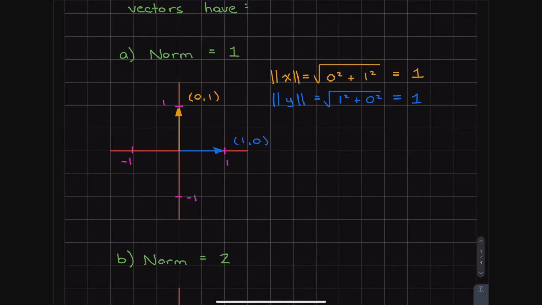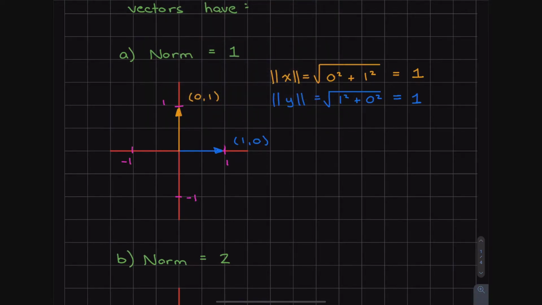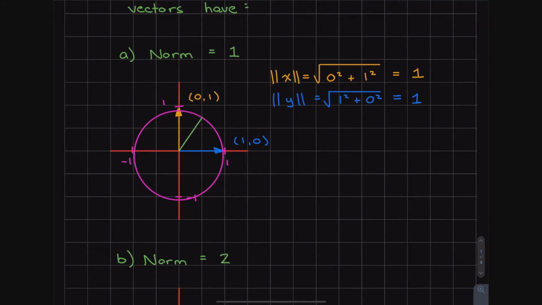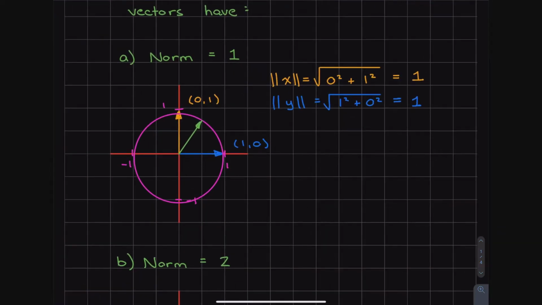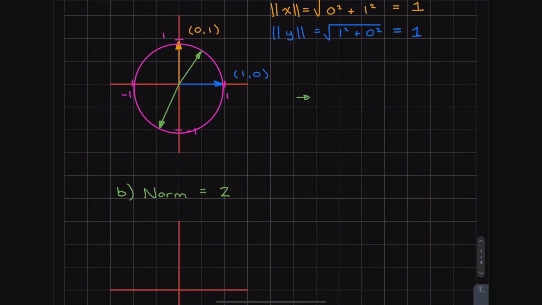However, we still have the question, how many possible combinations of vectors have this? If we're looking at purely just length 1, what we can do is draw a circle all the way around, and we can have an infinite number of vectors with length 1. For example, if I go to green, I can have this vector right here. It's going to be a combination of x1 and x2, but it'll still have length 1. I can come down here, and again, this will also have length 1. Basically, you can go all the way around that circle with every vector having length 1. So for this one, there's actually an infinite amount of vectors that have length 1.